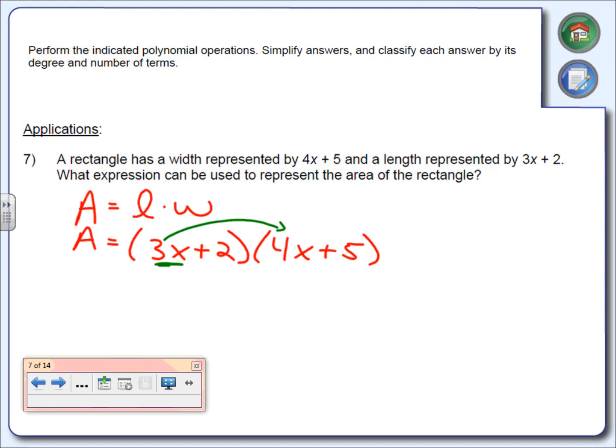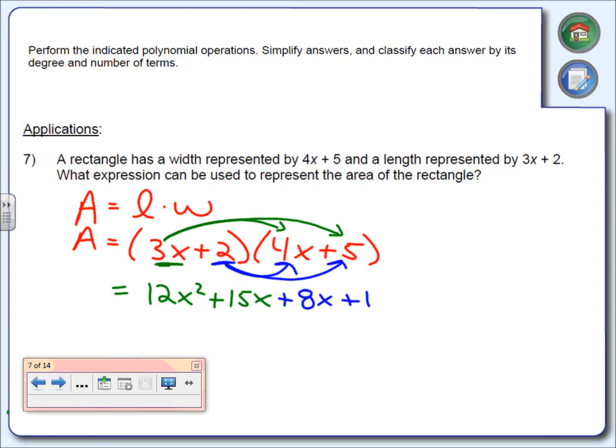So 3x times 4x is going to give us a 12x squared. 3x times 5 is going to give us a 15x. Now I'm going to do distributive property with the 2. 2 times 4x is 8x. And 2 times 5 is a 10.